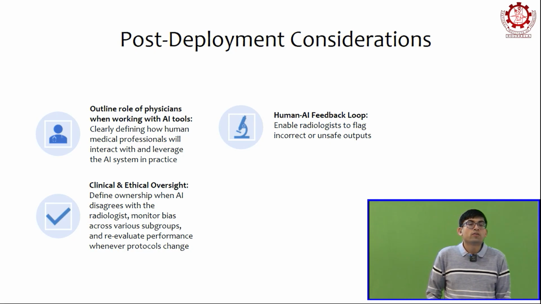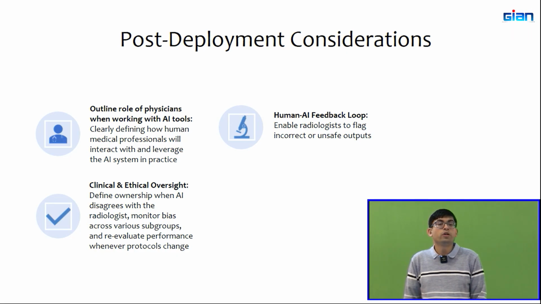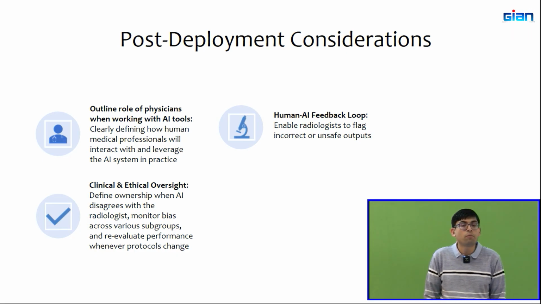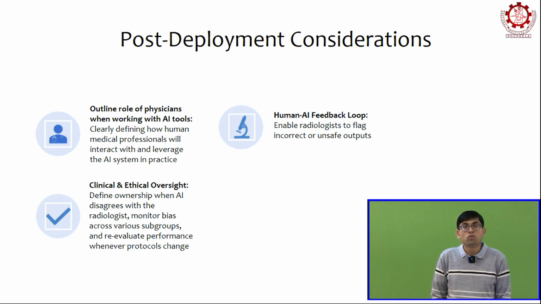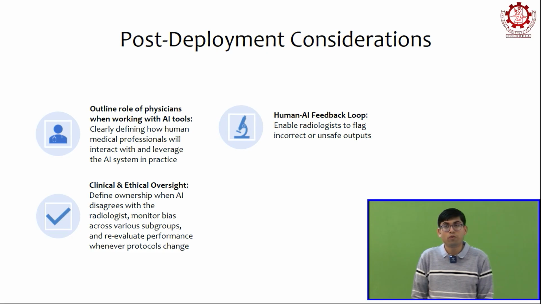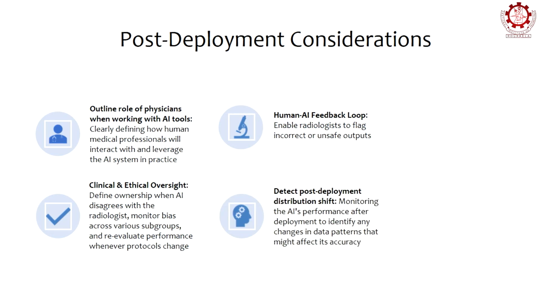Clinical and ethical oversight. Define the ownership where AI disagrees with radiologists, you need to monitor bias across different subgroups and reevaluate performance whenever protocols change. A lot of times protocols can change. If they do change, if there are new images that are obtained, you need to reevaluate the performance of the models. And detect post deployment distribution shift.